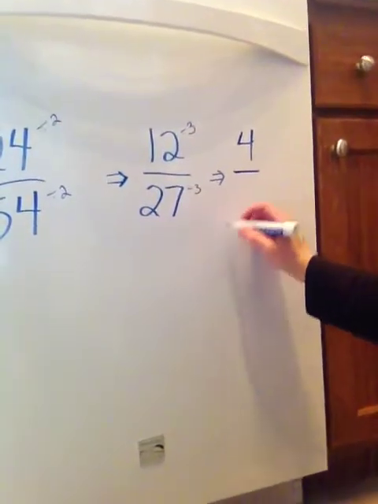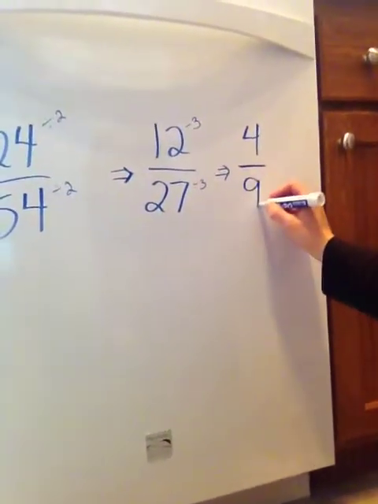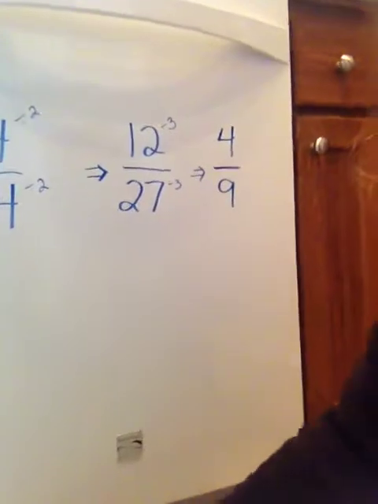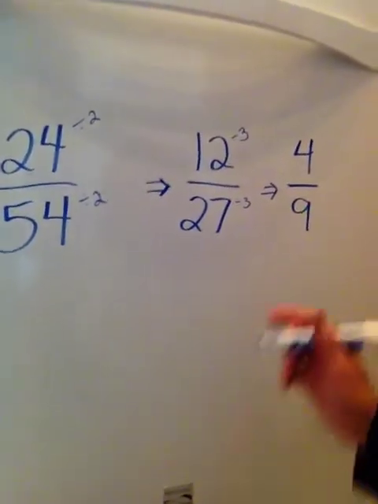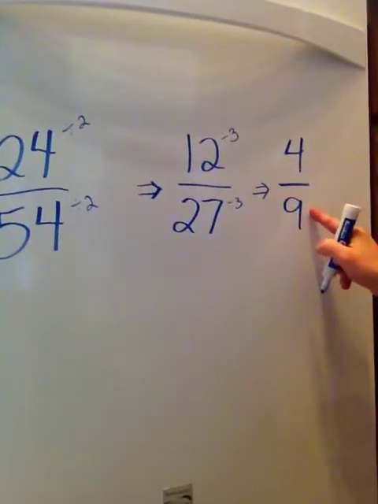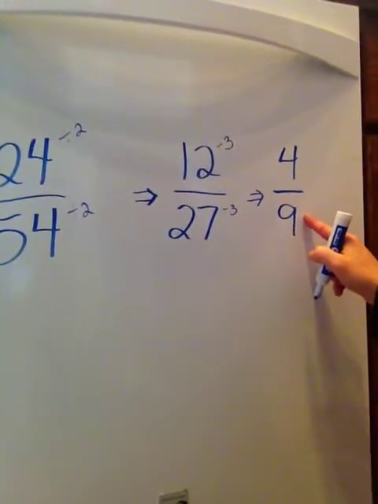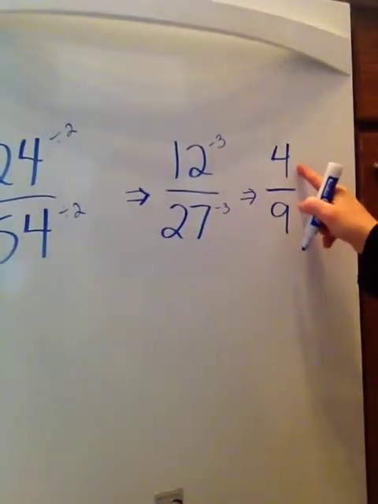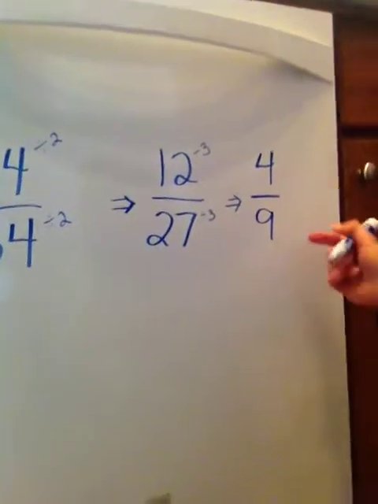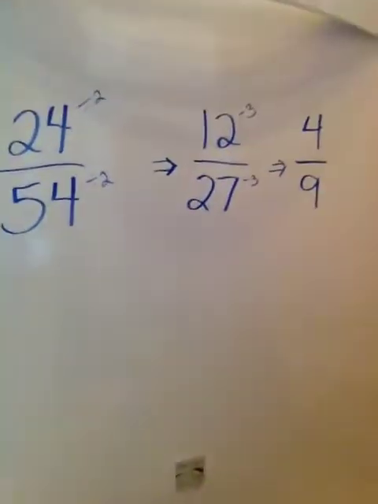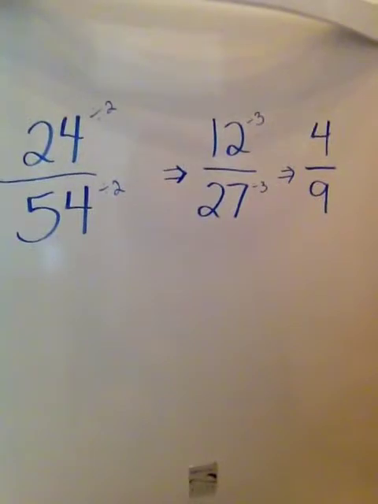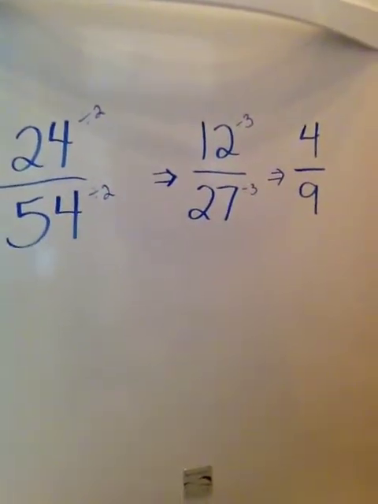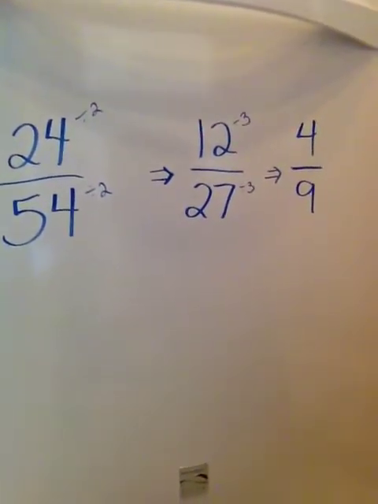27 divided by 3 is 9. Now again, like I said before, you just keep reevaluating. So I look at it and I say 4 divided by 9, or not 4 divided by 9, 4 go into 9, basically 9 divided by 4, and it won't go into it evenly, so I know I've gone all the way I can go.